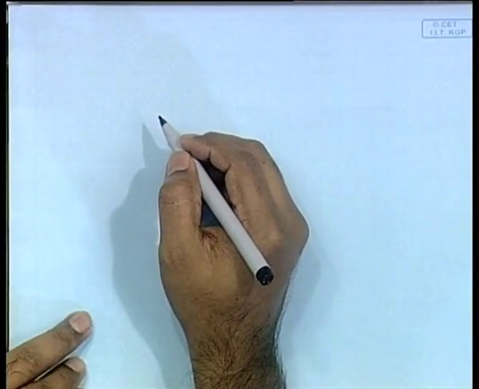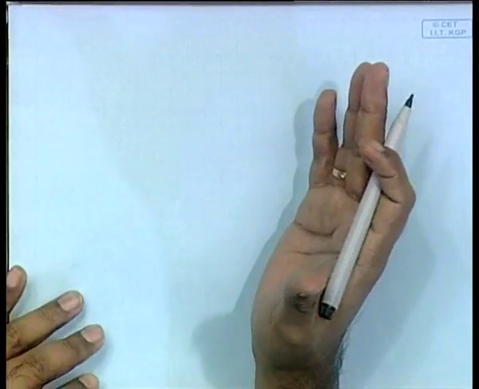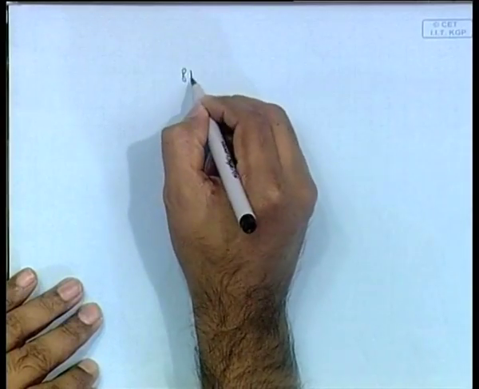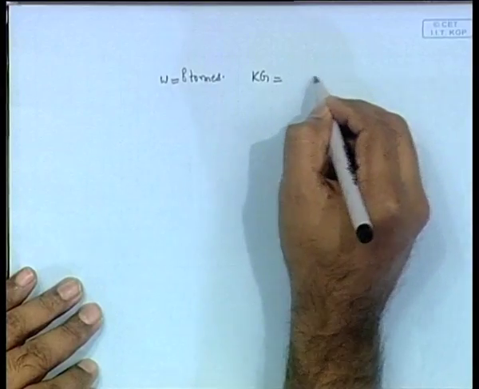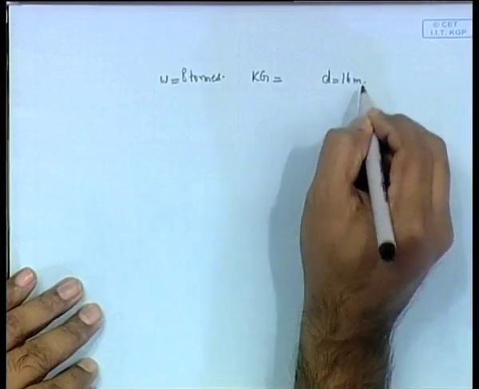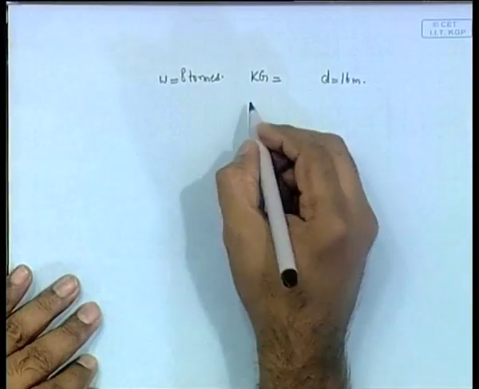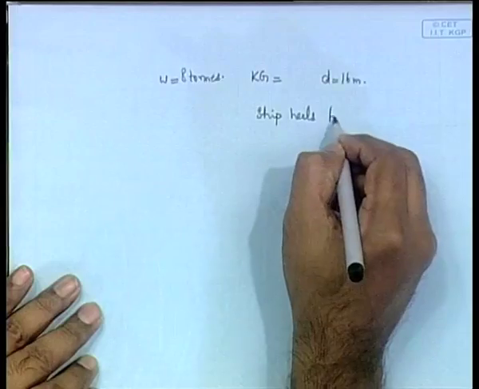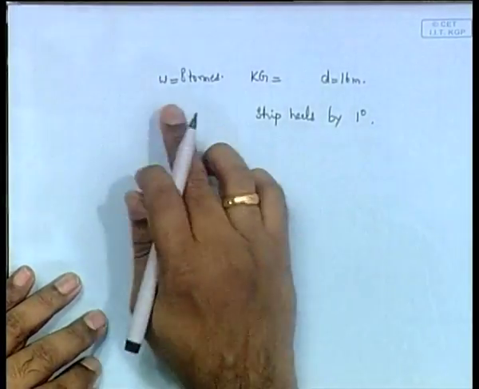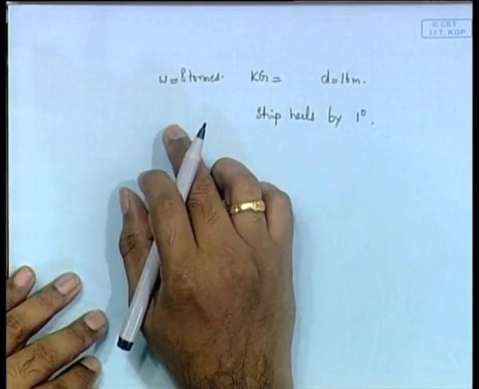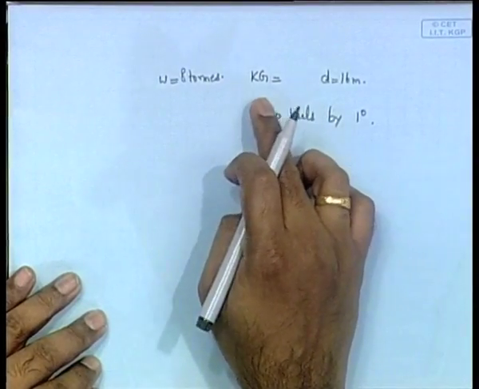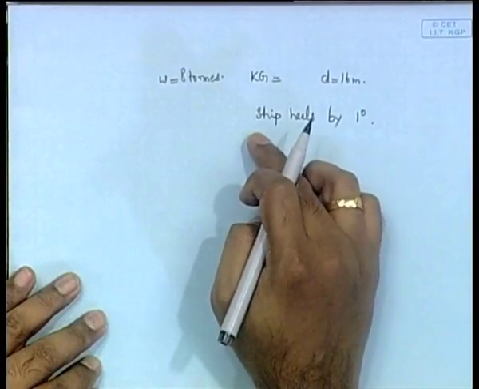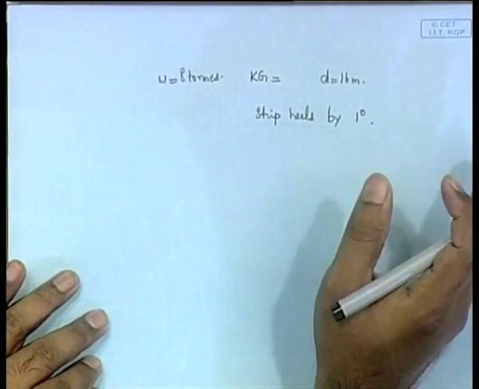Okay, now the problem says this: some weight or timber, weighing 8 tons, is moved. This is the weight that is moved, it has a KG of something, and it is moved a distance of 16 meters from one side of the ship to another, and as a result the ship heels by 1 degree. You are given some details of that weight, its KG, and the distance through which it is moved is given, and because of this the ship heels by an angle of 1 degree, inclines the vessel by 1 degree.